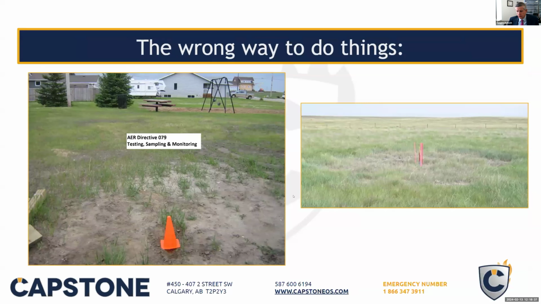On the left, you'll see a location in northern Alberta where there was a well that had been cut and capped and buried. The town's grown around that location. You can literally see the playground in the background. This well we deal with on, I think, once a quarter, we go out and sample around this well. It's an ongoing issue with that problem. And you can clearly see the vegetation distress. Same as the one on the right. And as the title of my slide says, it's the wrong way to do things. Finding these problems is a really expensive way to do it.